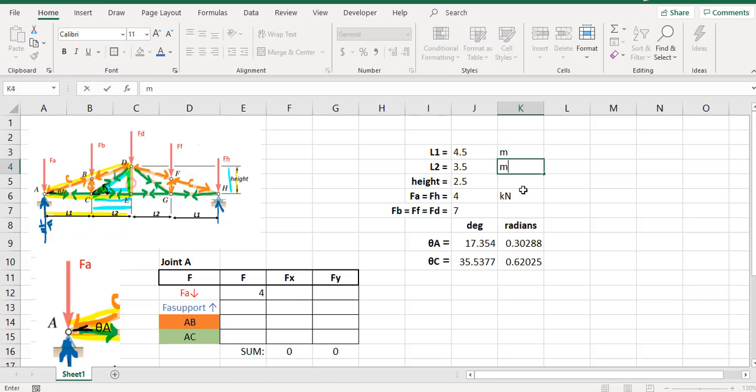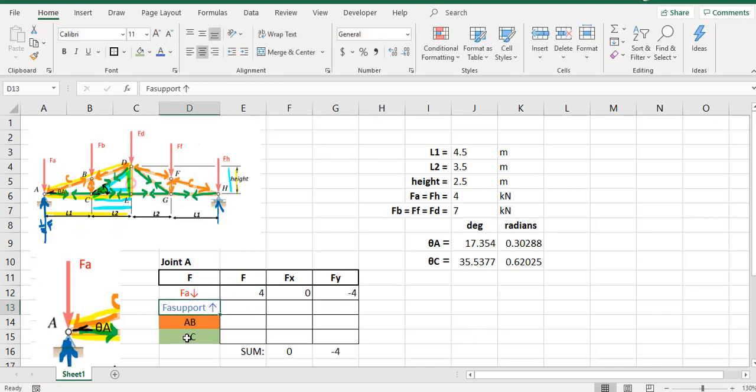If you just leave everything the same unit the whole way through, just remember at the end we're going to end up with kilonewtons here. And our force A, this is going straight down, so nothing in the X direction, and it is going down in the Y direction.